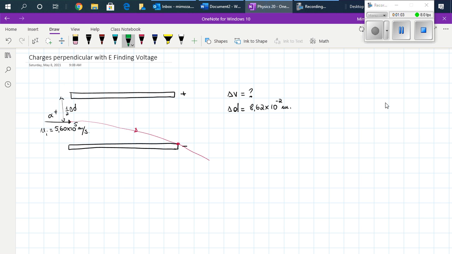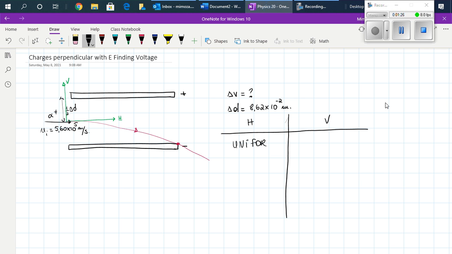Again, this is a projectile motion. So we treat it in the same way as we treat the projectile motion in Physics 20, which we said is a combination of two, horizontal and vertical motion. In the horizontal motion, we have a uniform motion. And on the vertical direction, we have a non-uniform motion.